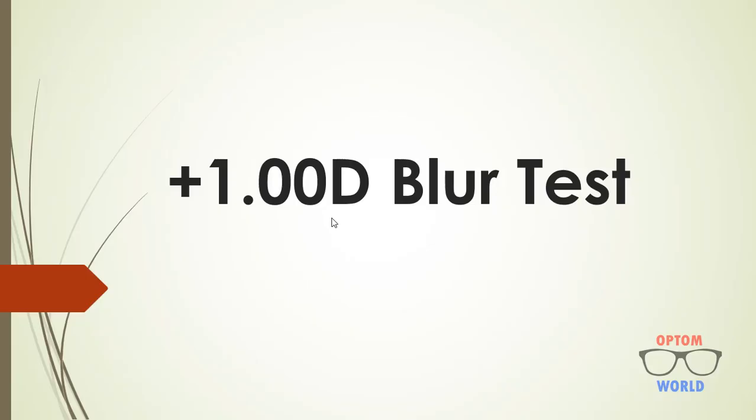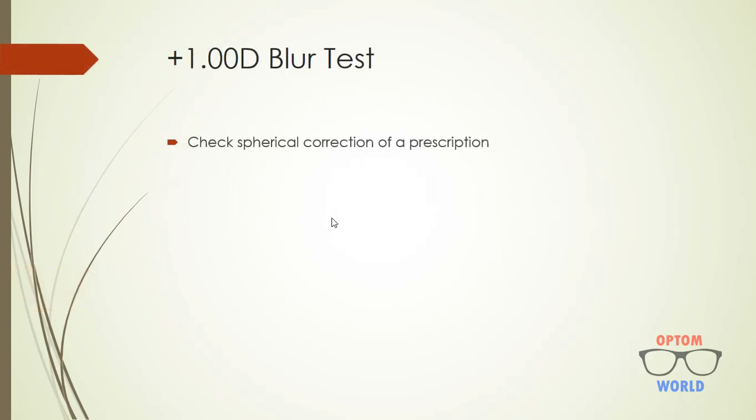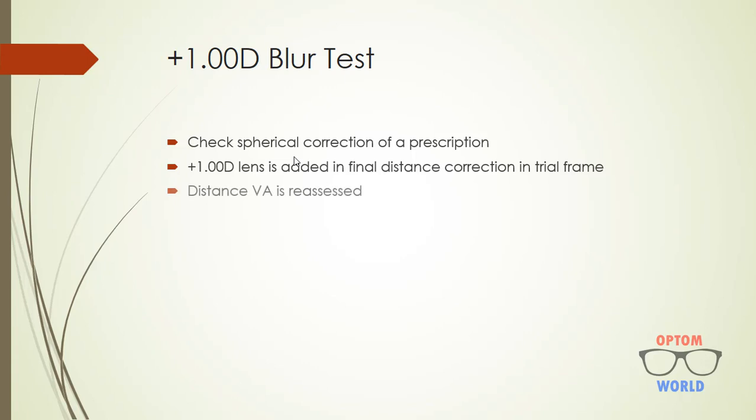In this video, I will tell you about the +1 blur test. This test is used to check the spherical correction of a prescription at the end of subjective refraction. You add a +1 diopter lens to the final distance correction in the trial frame and reassess the visual acuity. Since you are adding an additional +1 lens in the trial frame, obviously the visual acuity will decrease.